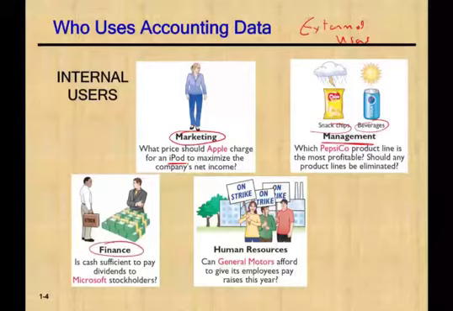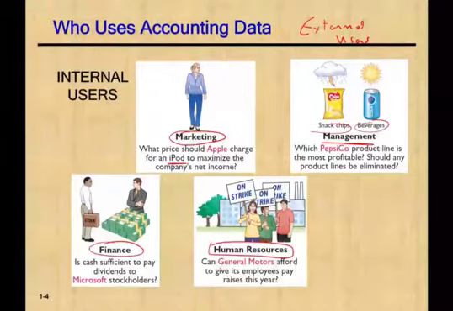Finance people in finance. Is the cash sufficient to pay dividends to Microsoft stockholders? Do we have enough cash to pay the shareholders? The treasurer is interested in that. That's also internal information. HR, human resources. Can GM afford to give employees a pay raise? Okay, so they're interested in accounting information.